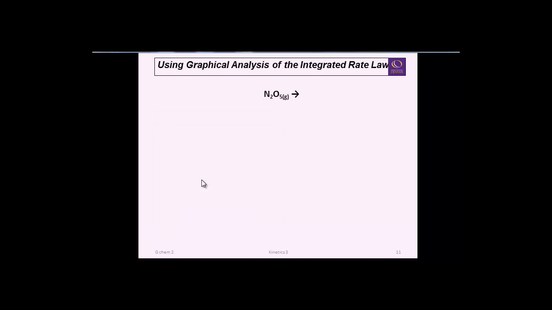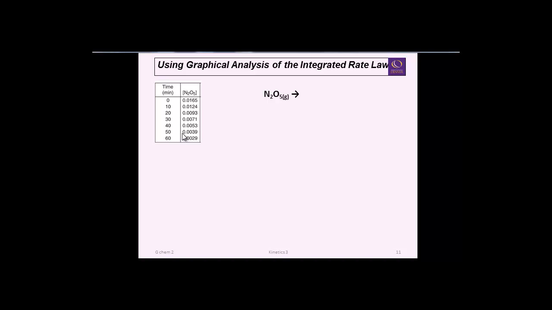So now what can you do with this? Okay, how can you use this graphical analysis? Let's just say I have a decomposition. I basically have N2O5. I can measure this with the spectrophotometer. I can run time along the axis. So basically when I'm done, I get data that says at each time I now have the concentration of the N2O5.